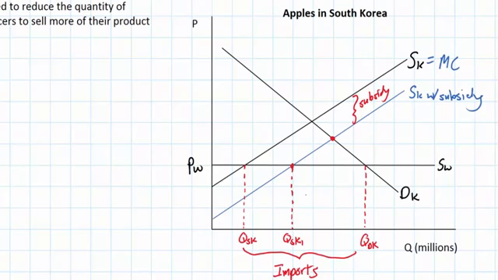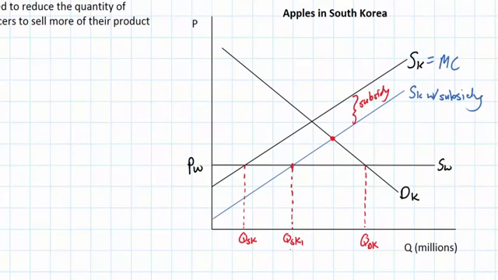Since the price of apples has not changed, there has been no change in the quantity demanded. So QDK will remain the quantity of apples that Korean consumers wish to buy. So what happens then? There's been no change in price, no change in quantity demanded, but the quantity supplied by Korean farmers has increased. There is now a need for fewer apple imports in South Korea. So our original quantity of imports no longer applies.